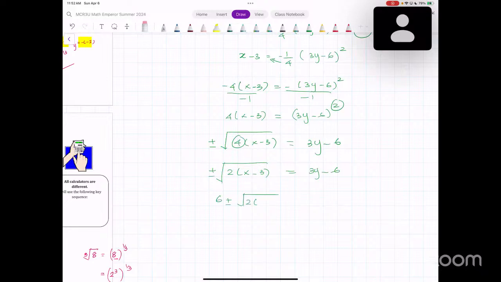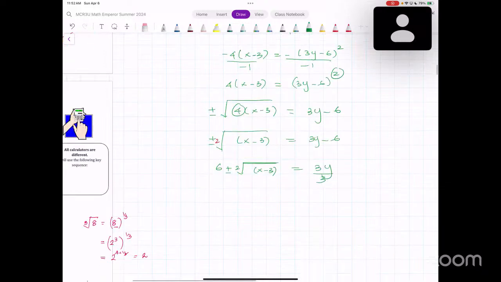I made a mistake. The 2 is outside of the square root. That's not right. The 2 is outside of the square root, so we have to keep the 2 outside. x minus 3. 3y. Now I need to get the y, so I'm going to divide it by 3. So that being said, the f inverse of x, we find it: 6 plus or minus 2 square root of x minus 3, divided by 3. Make sense? Are you following the logic?